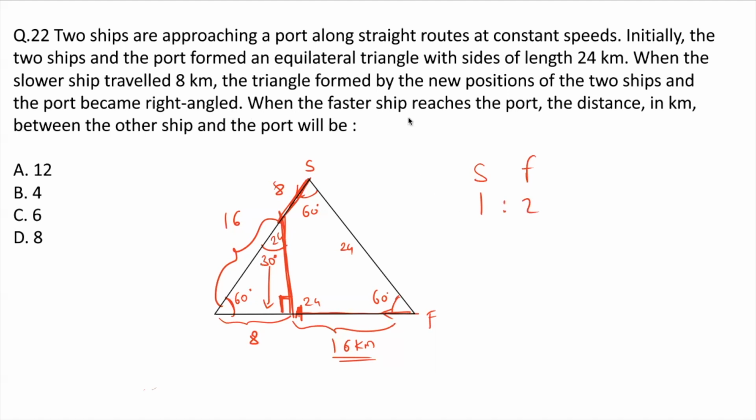Now when the faster ship reaches the port, the faster ship is covering the distance of 8 kilometers, right? In that case, the slower ship would have covered a distance of only 4 kilometers, because just now we have seen the ratio of the speeds is 1:2, because that is the ratio of the distances they're covering in equal time. So when the faster ship has covered 8 kilometers, the slower ship will further cover only 4. So its distance from the port will be 24 minus this length, that is 8 plus 4, 12. The answer is 12 kilometers, and that's option A for us.